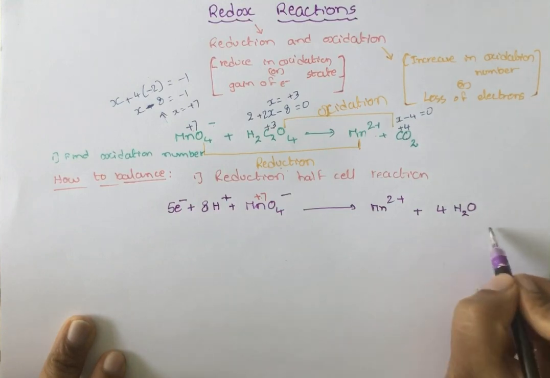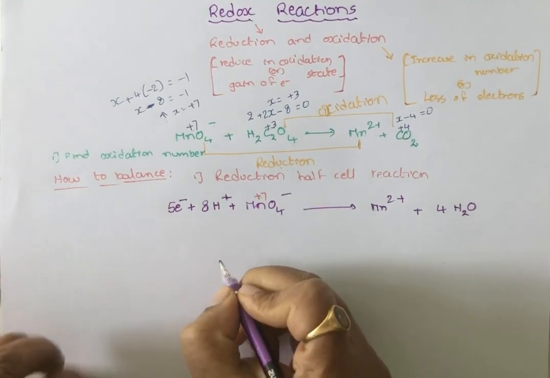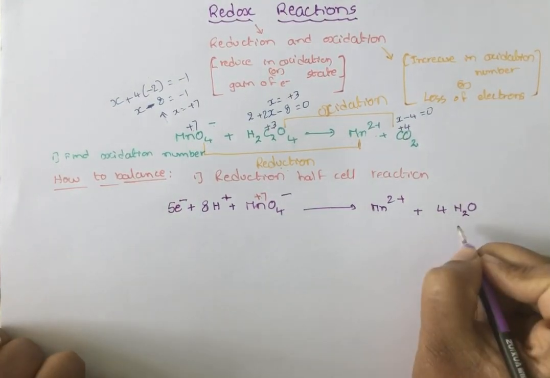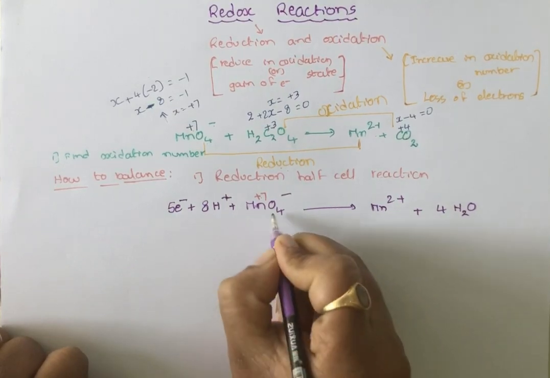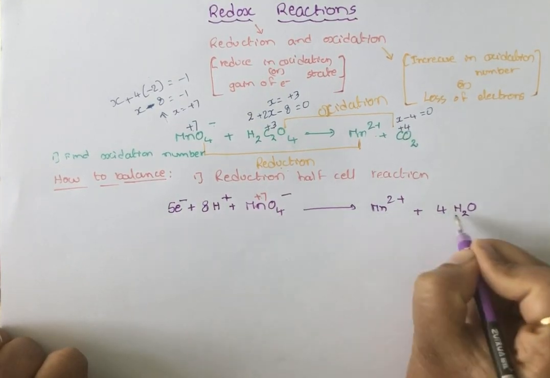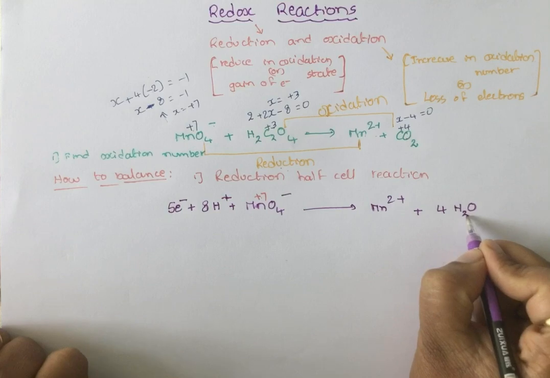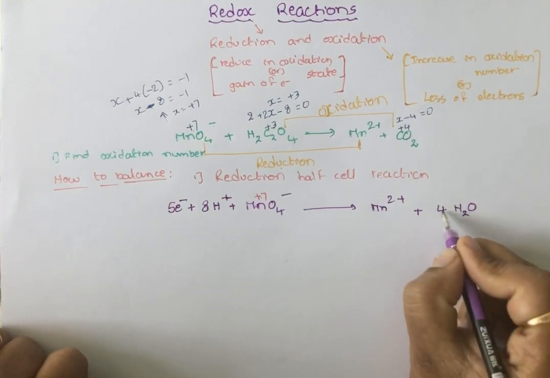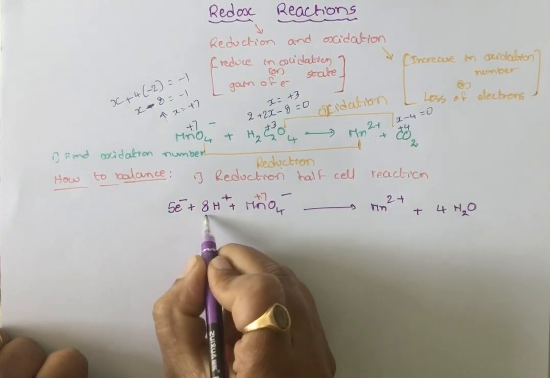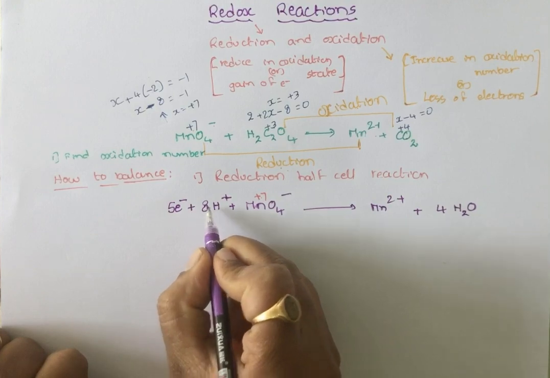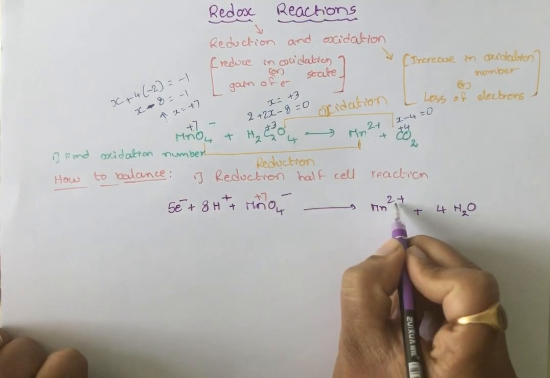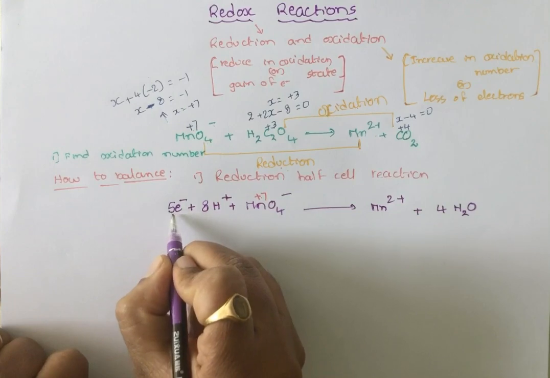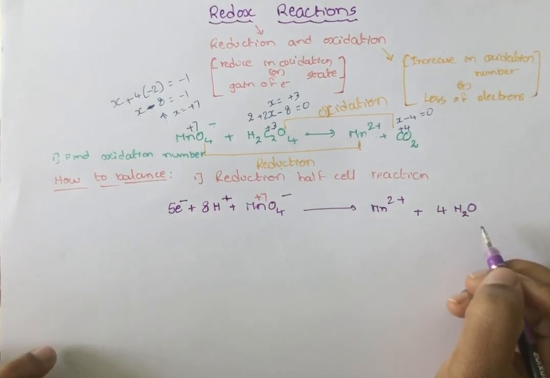This is the way: first you need to balance the half cell reactions individually. I already balanced the reduction half cell reaction. You see, very simple. You see the number of oxygens and write that many water molecules. In order to balance this, how many hydrogens do I have to write on the opposite side? H+ ions, 8 H+. And how many electrons was it gaining? 5 electrons. So I need to write 5 electrons. This is the reduction half cell.